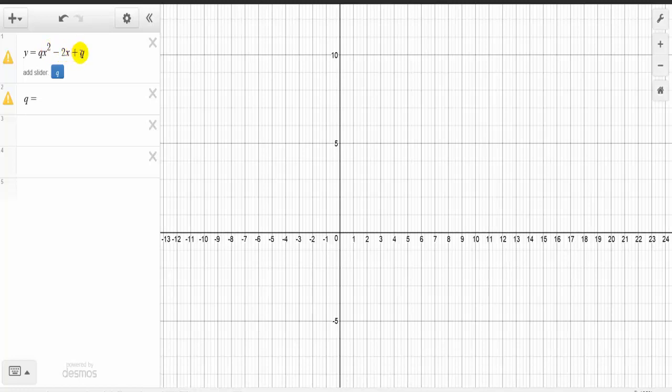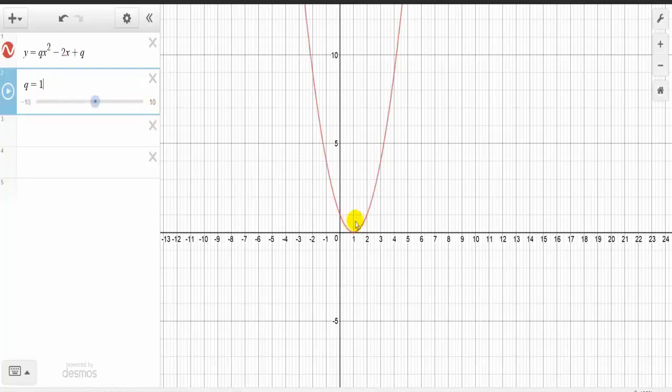And we have found out that when q takes the value of 1 or -1, this quadratic curve will cut the x-axis at 1 point. Let's try out the value of q equal to 1. When q is equal to 1, we can see that the quadratic curve cuts the x-axis at 1 point. Another value of q we have found is -1. When q is -1, the quadratic curve is upside down, and it also will cut the x-axis at 1 point.